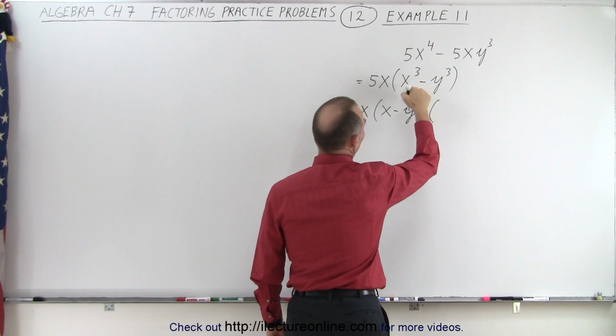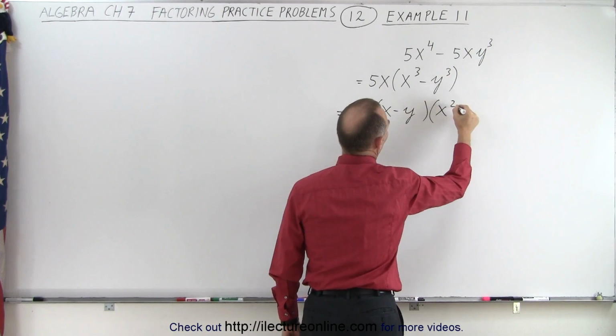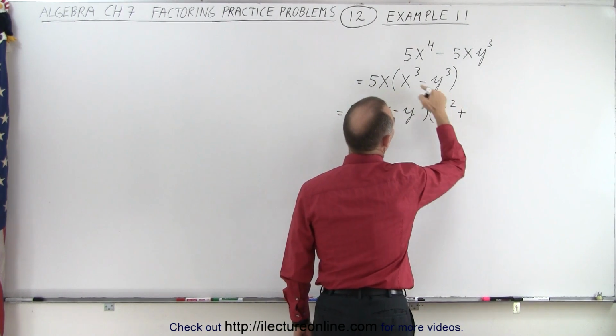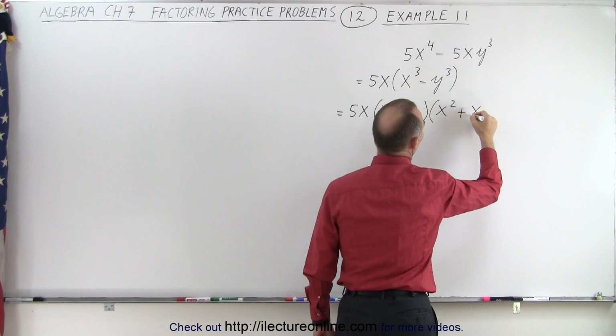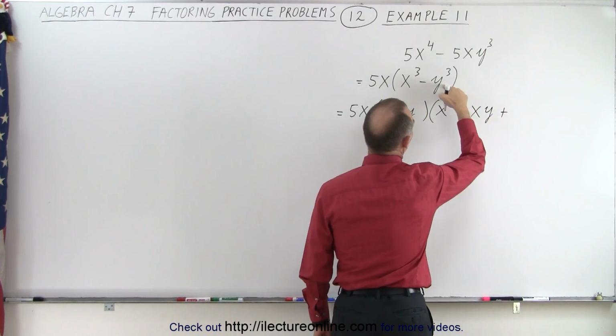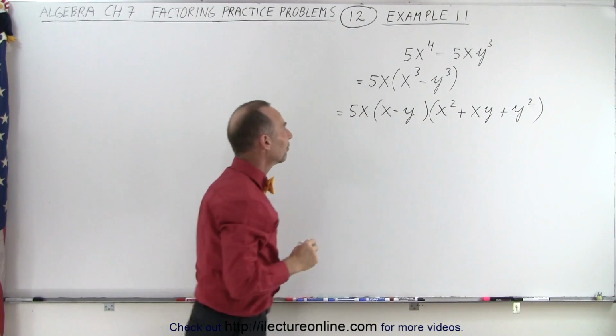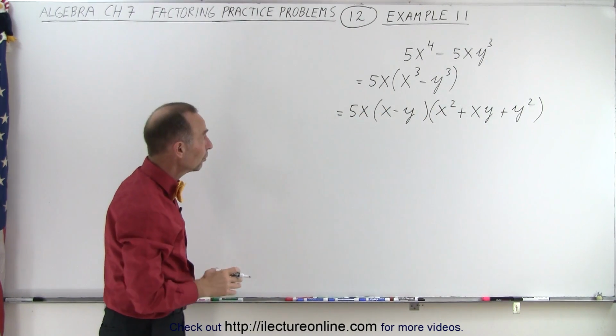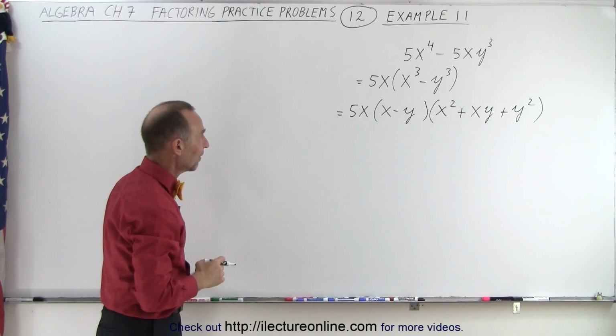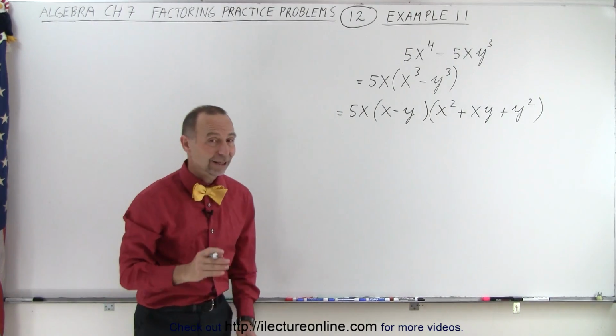And then here we get the first term squared, x squared, plus the product of the two, x times y, and then plus the last term squared, y squared. And that is then the factored form of the difference of cubes with the 5x as a factor in the front. And that is how that's done.